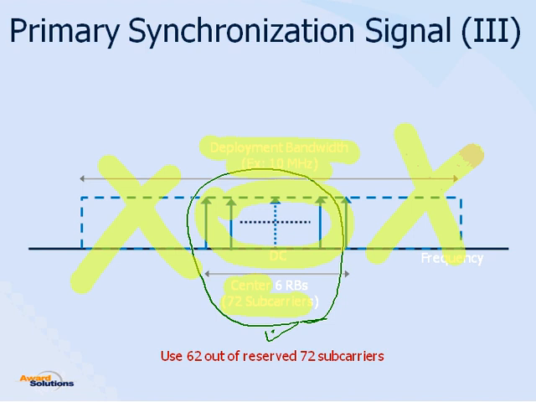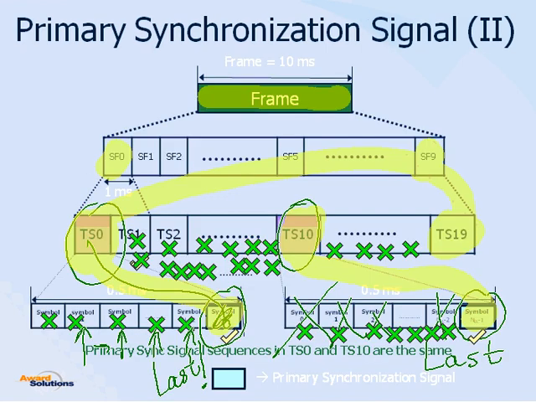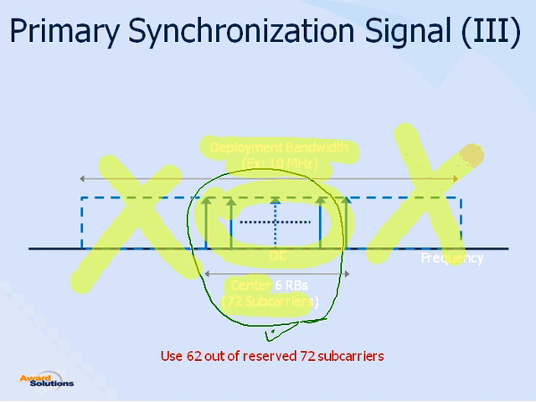Okay. And in terms of the time, very little overhead is being wasted. As you can observe from here, very little overhead. We do not consume too many symbols to send the primary signal. So in LTE, we want to minimize overhead. So try to minimize as much as possible. So that's the primary signal.